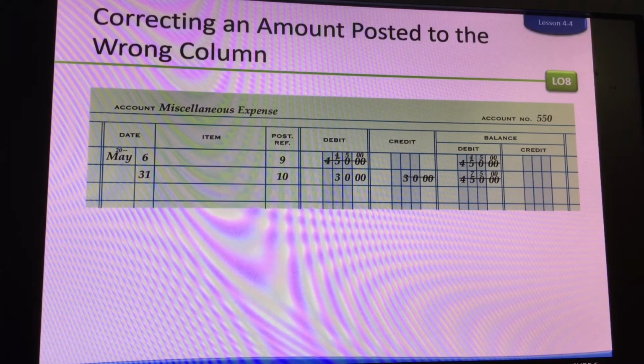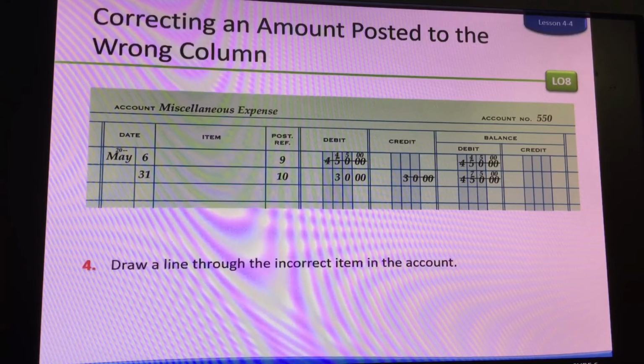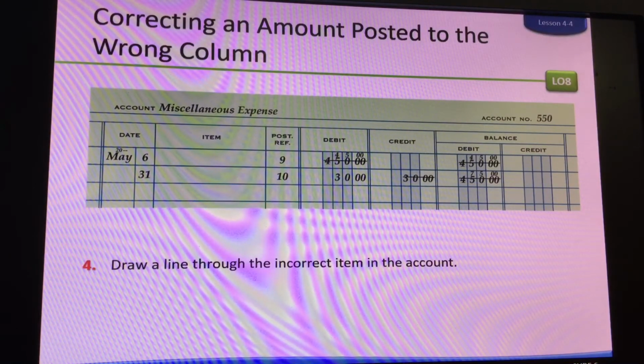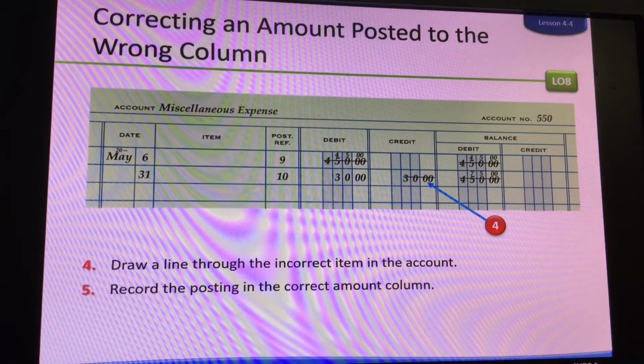So, again, the second scenario is I wrote a $30 credit when it should have been a $30 debit. What do I do? Same idea. Draw a line through the incorrect item in the account, record the correct amount in the correct column, and recalculate your new balance.